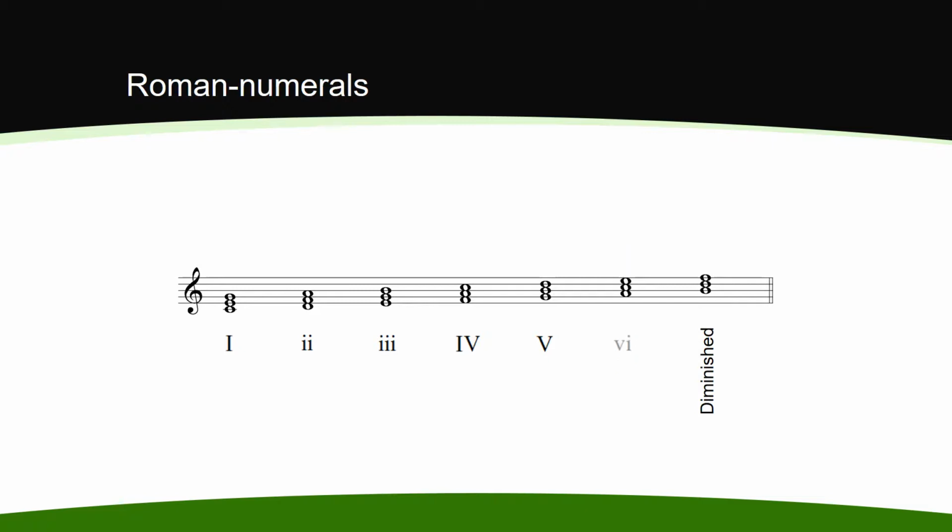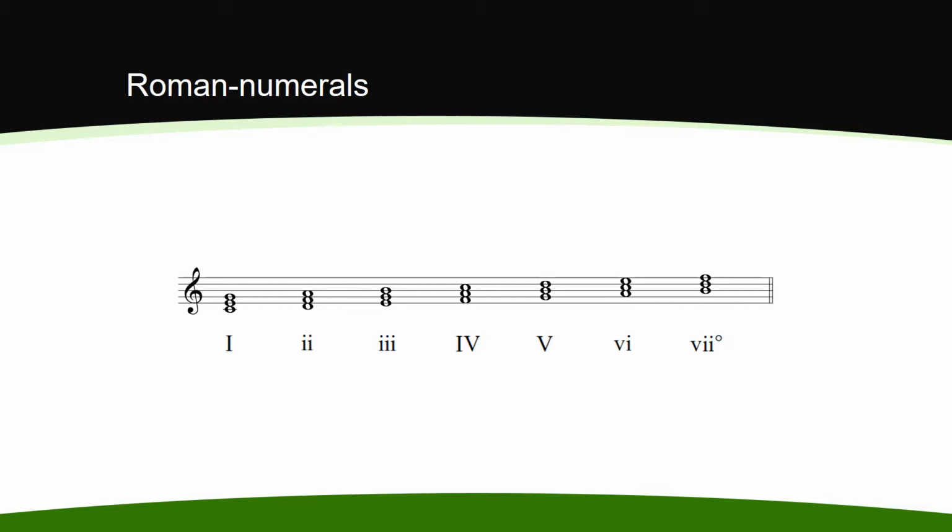The triad built on the sixth scale degree is minor, so it is represented by the lowercase Roman numeral 6. The triad built on the seventh scale degree is diminished, so it is represented by not only a lowercase 7, but also a superscript circle indicating the diminished quality. This order of Roman numerals will be replicated for any major scale.